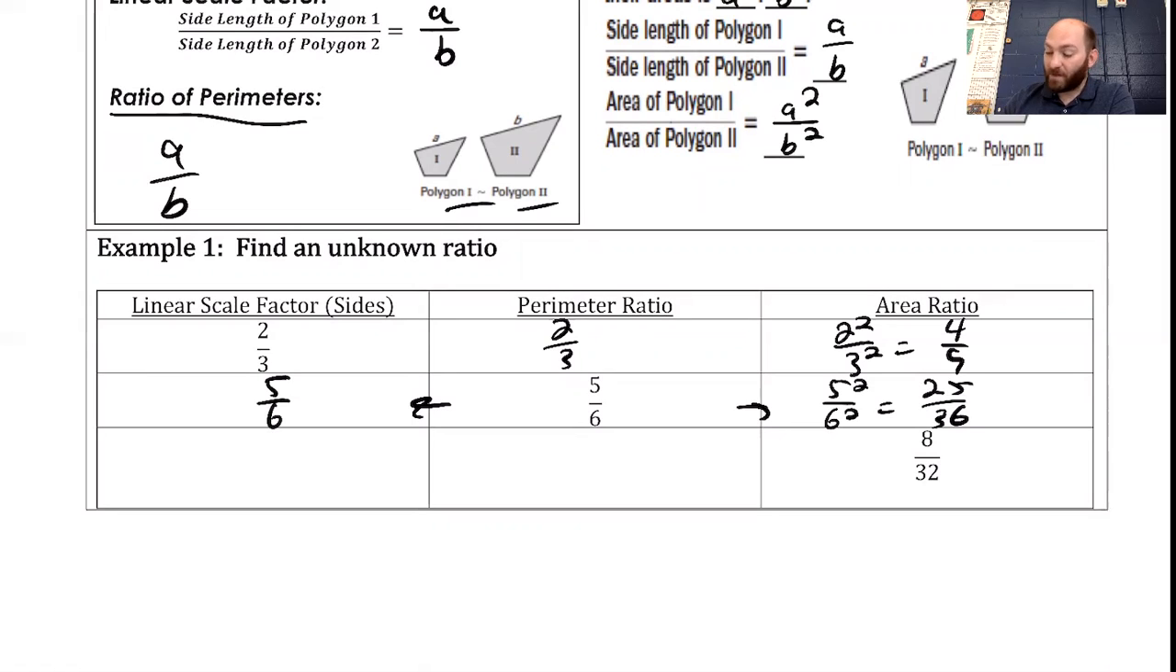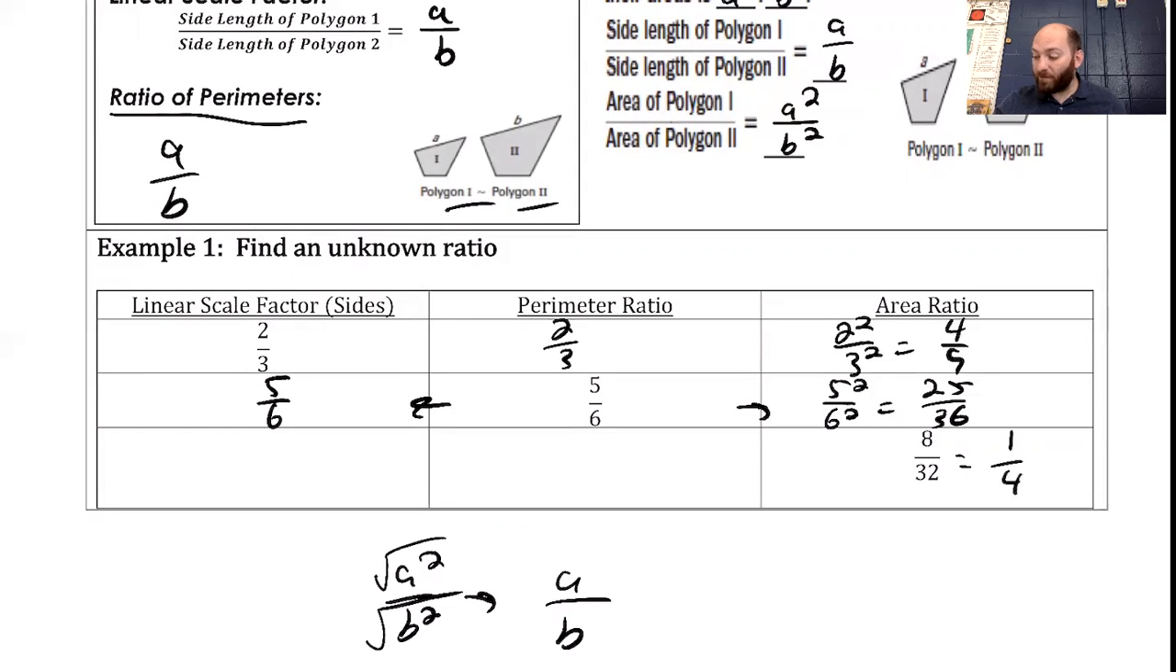For my last one, I have to work it backwards. How do I turn A squared over B squared into A over B? To get there, I would square root both of those. I could do that here, but it's going to get ugly with 8 and 32. So the first thing I'm going to do is reduce. Divide both by 8, I get 1 and 4. Now it's a lot easier to go backwards. I take the square root of 1 over the square root of 4, which is 1 over 2. And then linear matches up.